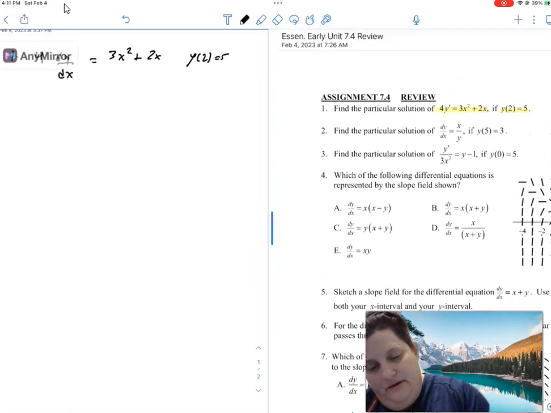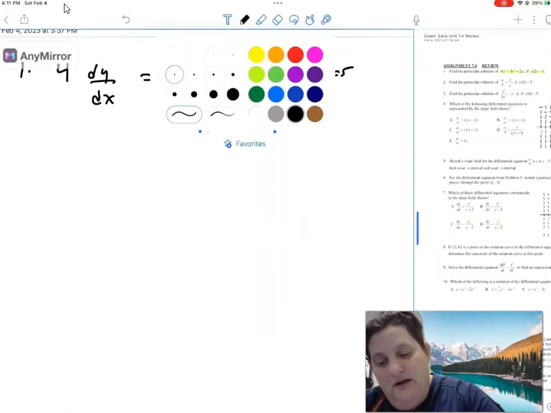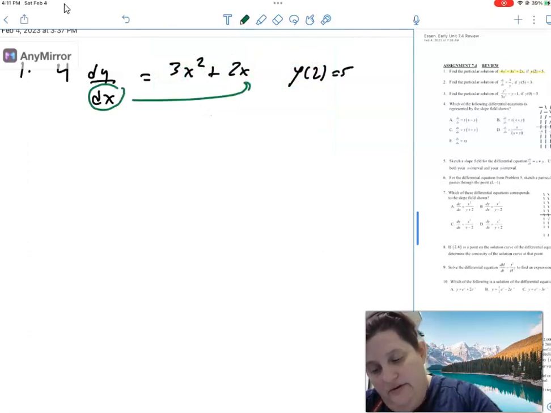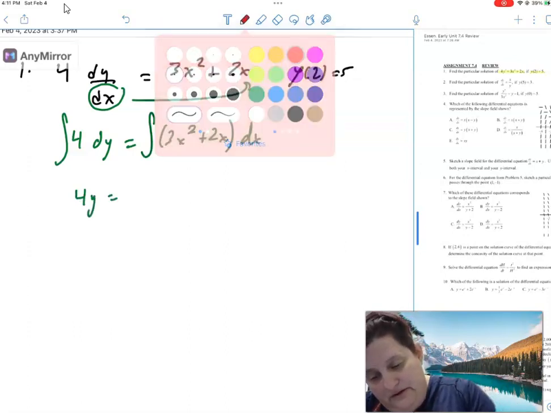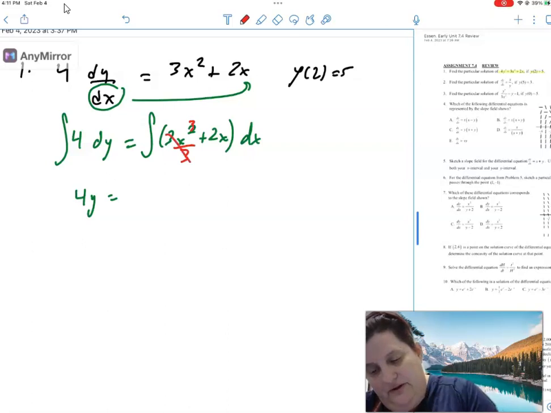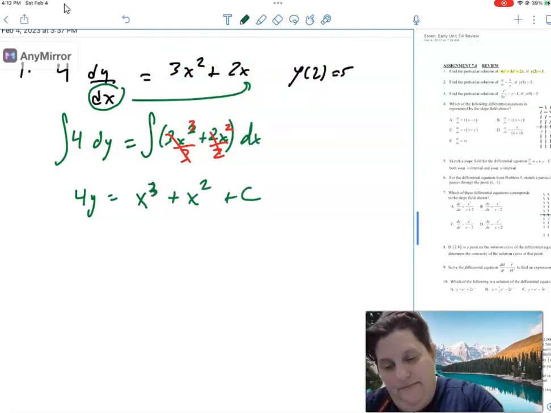So first, let's go ahead and separate my variables. I want the dx to come up here, and any y's to go down there. There's not any, so that's fine. So it's just 4 dy equals 3x squared plus 2x dx. I'm going to go ahead and integrate both of those. So 4y equals, now this is going to become x to the third over 3, which will cancel out, and this one's going to become x squared over 2, which will cancel out, plus my constant.